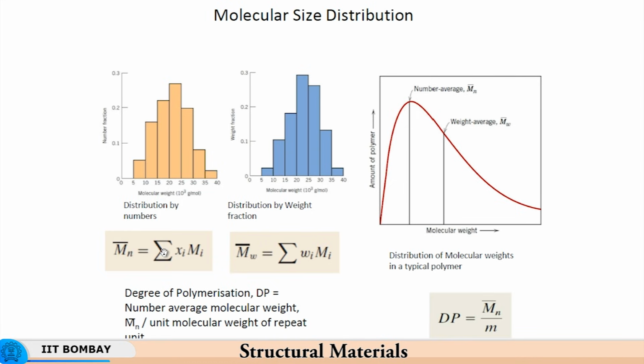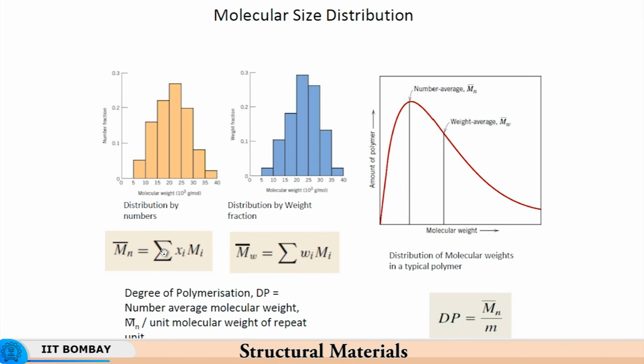So, in a typical polymer, you have molecular weights being distributed, and they are not distributed according to a Gaussian distribution. So, you have the amount of polymer versus molecular weight, and this is the number average and the weight average. These are not the same things; these are two different things. The number average is here, and the weight average is relatively higher, at the higher molecular weight. Now, dP represents the degree of polymerization.